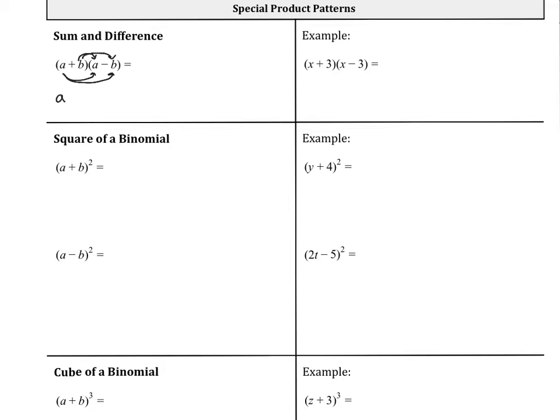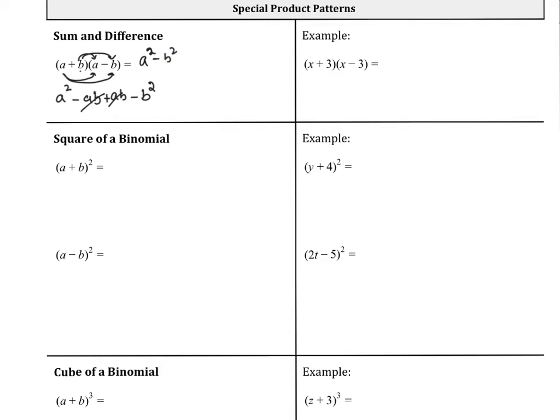So you're going to get a square, a times negative b is negative ab, b times a is ab or ba, and negative b squared. You can cancel the ab and ab because they're plus and minus, and you're left with a square minus b square is the answer. So the special product, whenever you have a plus b times a minus b, you're going to get a square minus b square.